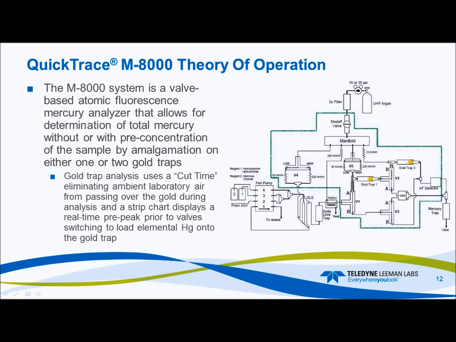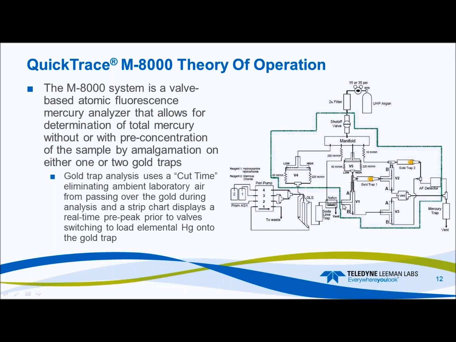So the M8000 is a valve-based atomic fluorescence mercury analyzer, and that allows us to determine total mercury with or without gold or pre-concentration on either 1 or 2 traps. So for the gold trap analysis, we use a cut time, and it's a state diagram within the firmware that changes the valves during the load or desorption process.